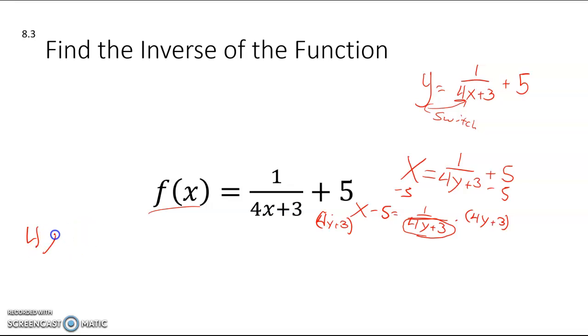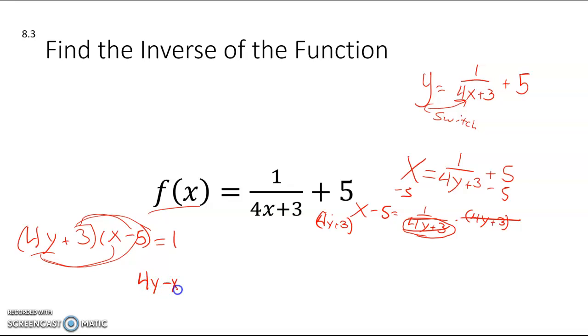I'm going to write it out over here. So we have 4y plus 3 times x minus 5 equals, I cancel these out, so I'm left with 1. Now, even though we have different variables, a y and an x here, we're still going to treat it like multiplication, which means I take this one and distribute it out to here, and take this one and distribute it out to here. If I multiply these out, 4y times x just gets me 4yx. Oh, no, not 4y minus x.